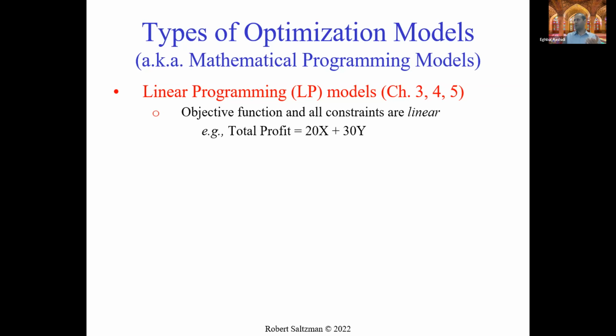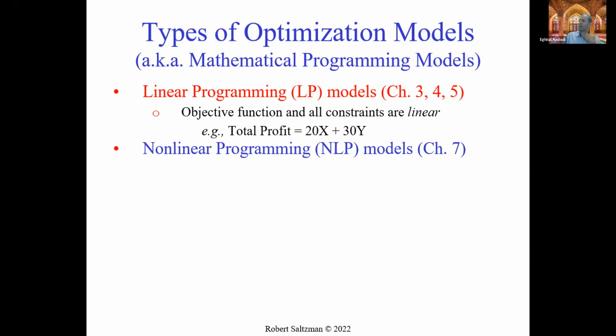Total profit is equal to 20 multiplied by x plus 30 multiplied by y. So we don't have any power more than 1. We don't have any variables multiplied by each other. For example, we don't have xy here. We don't have, for example, 1 over x, or 30 divided by y. So we don't have anything like that. So this is linear. Any other model that breaks this rule is non-linear. Any breaking of this rule would make the problem non-linear.